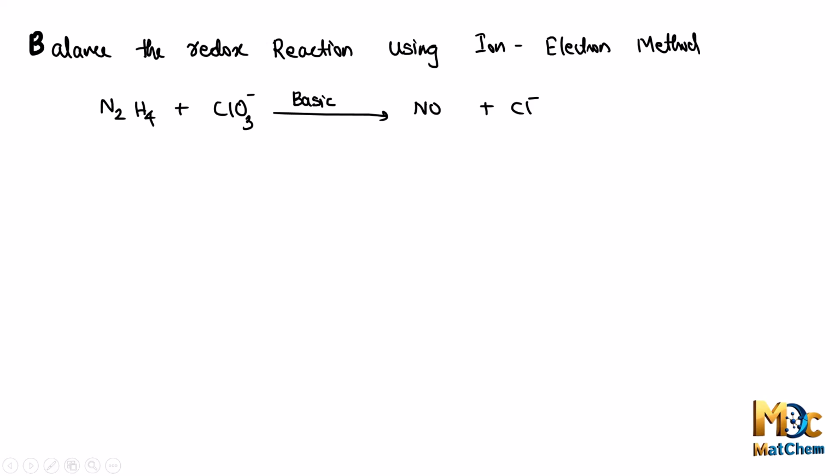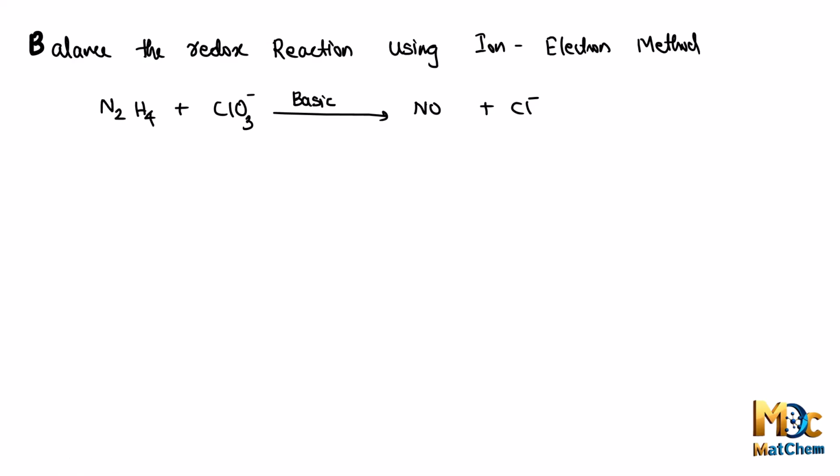In this particular video, we will be discussing balancing a redox reaction using the ion-electron method. This comes under the syllabus in class 11, chapter 8, redox reaction. So the given reaction is N2H4 reacts with ClO3 minus in basic medium, giving NO plus Cl minus. So they have given you the skeletal equation.